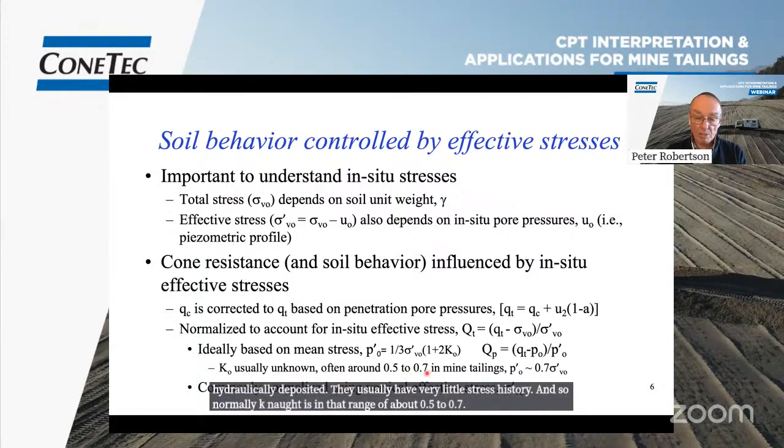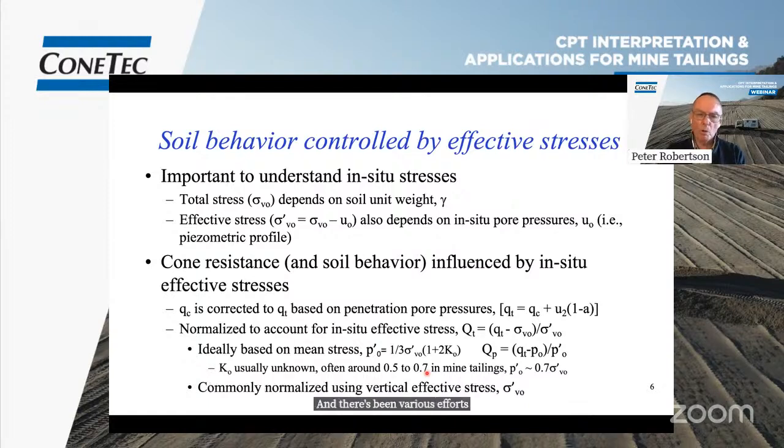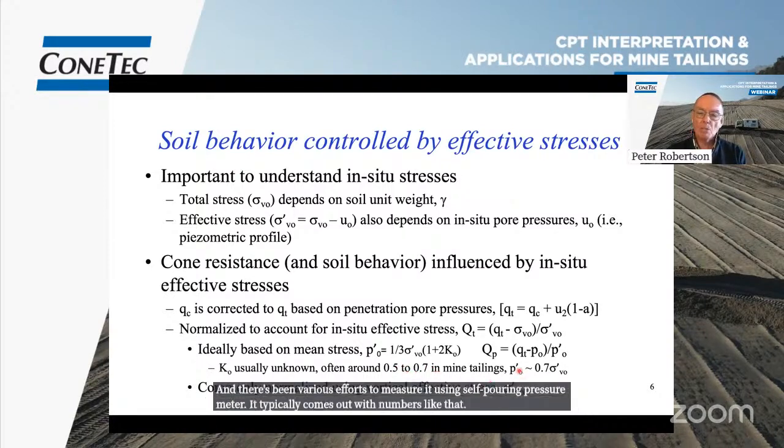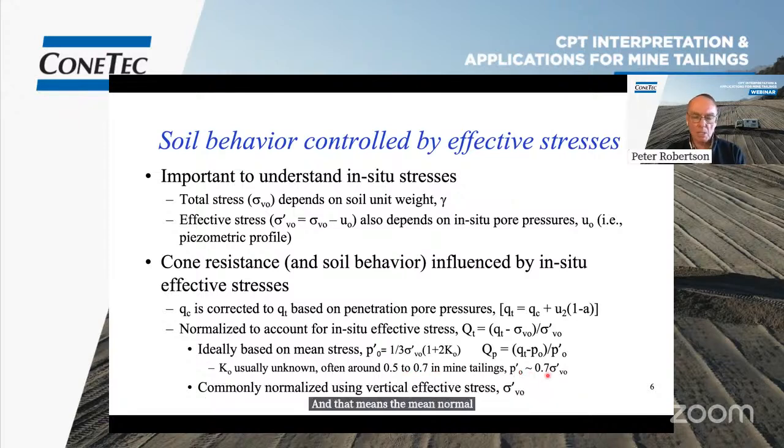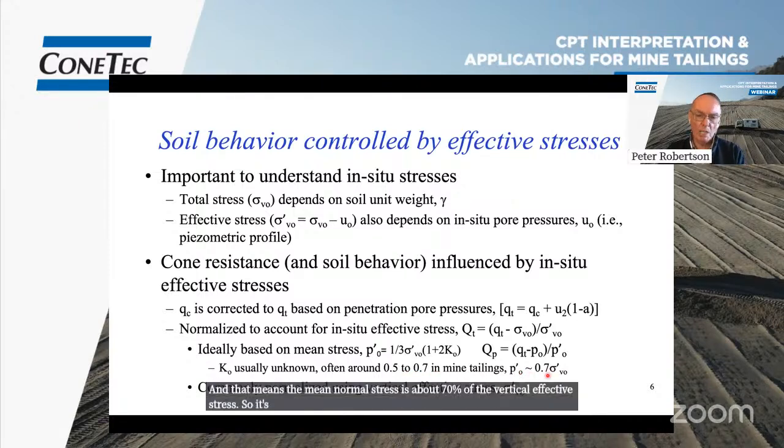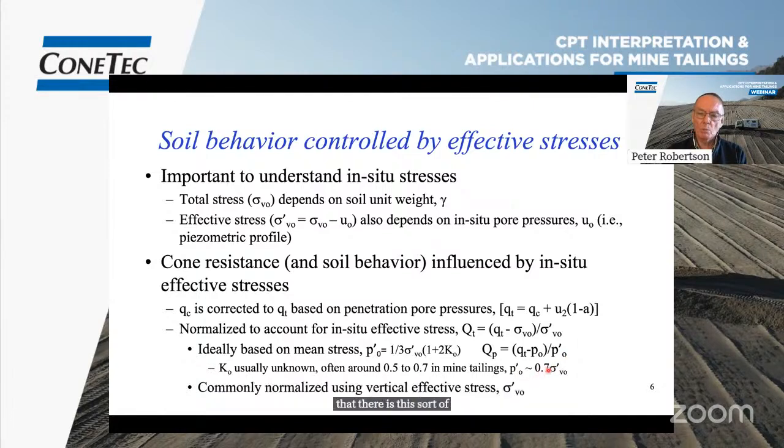And there's been various efforts to measure it using self-boring pressure meter. It typically comes out with numbers like that. And that means the mean normal stress is about 70% of the vertical effective stress. So it's actually quite common that we normalize it using vertical effective stress. And it's sort of embedded in the correlations that there is this sort of offset between mean normal stress and vertical effective stress. But keep in mind, ideally, it should be mean normal stress.